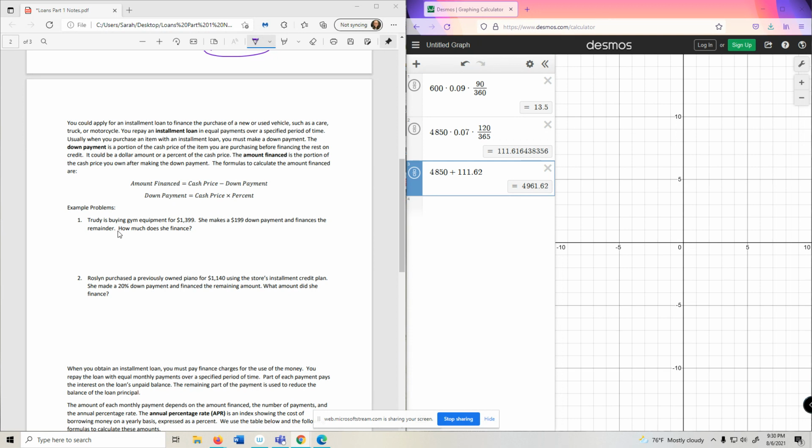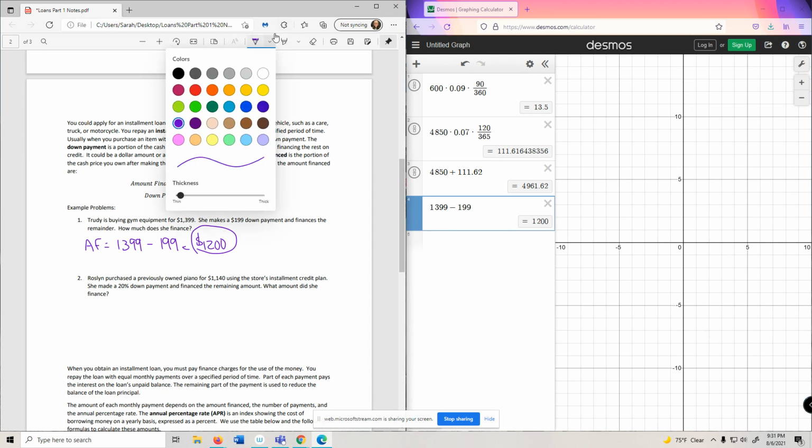And if the down payment is calculated as a percentage, then it's the cash price times that percent. Let's take a look at this first one. Trudy is buying gym equipment for $1,399. She makes a $199 down payment and finances the rest. How much does she finance? So we are trying to find the amount financed here. So the amount financed is going to be the cash price, the cost of the gym equipment, minus the down payment. And you can do that in your head, or you can do that in Desmos. And we get $1,200 there, or $1,200 is how much she finances.